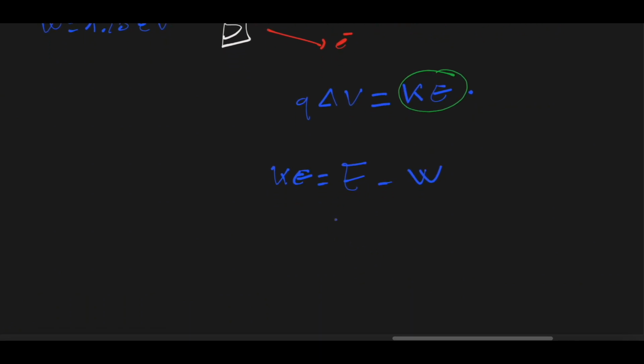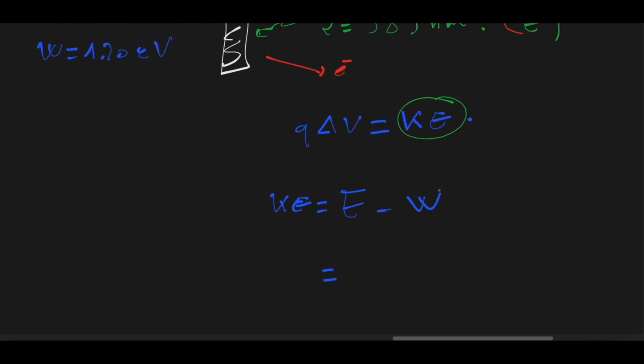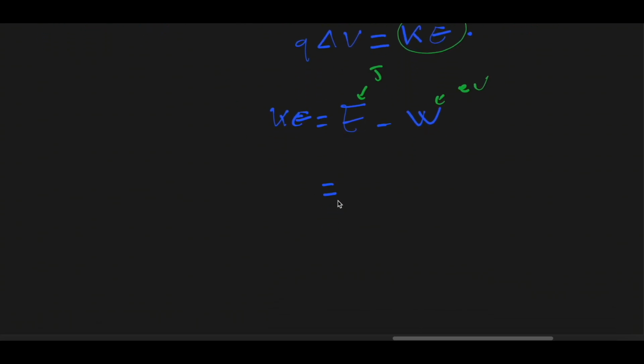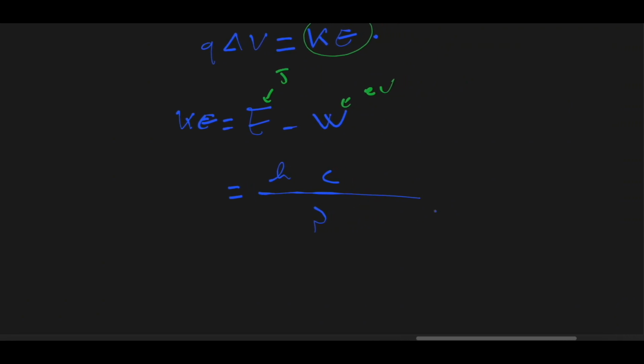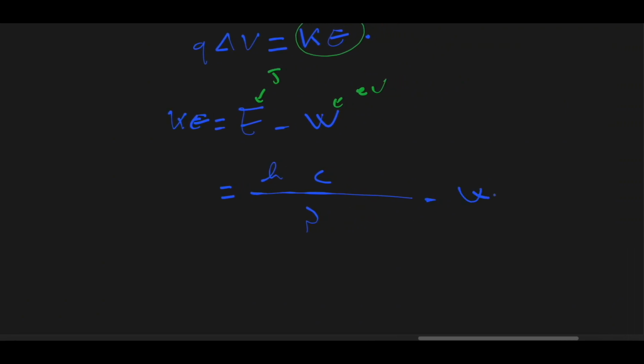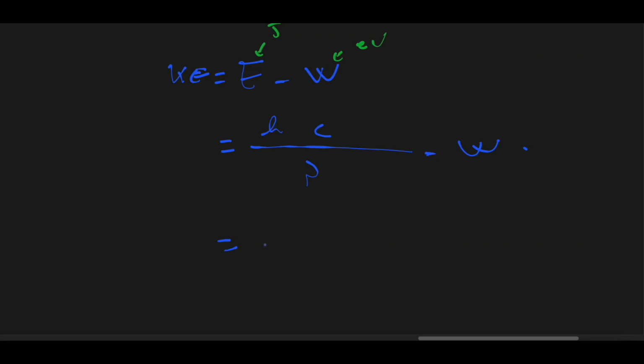So we just have to replace. Here we have the work function in electron volt, and here it will be in joule. But we can convert this energy to electron volt, or we can convert this to joule. But it's better to calculate this in electron volt. So we have here the energy that is equal to H times C over the wavelength minus the work function, which is given.